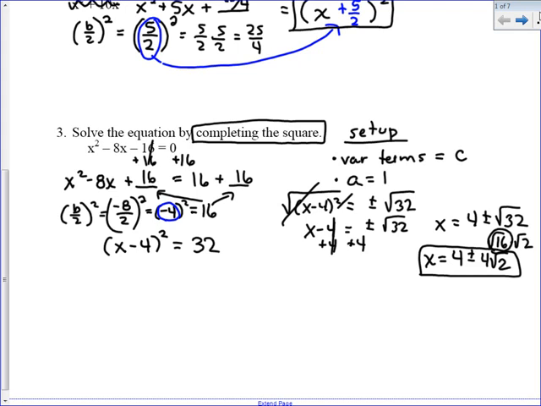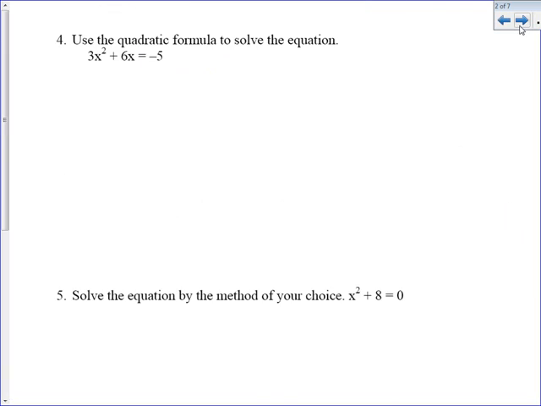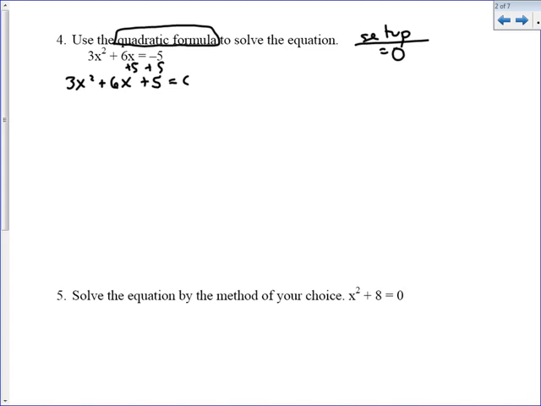So our last method for solving quadratics is the quadratic formula, which you do have to have memorized. Again, a good thing to know on all these problems is to start with your setup. What's my setup for the quadratic formula? What has to happen first so you can get a, b, and c? It has to equal 0. You can't do anything until it's equal to 0. So it's a quick fix, just add 5 to both sides. So I have 3x squared plus 6x plus 5 equals 0.